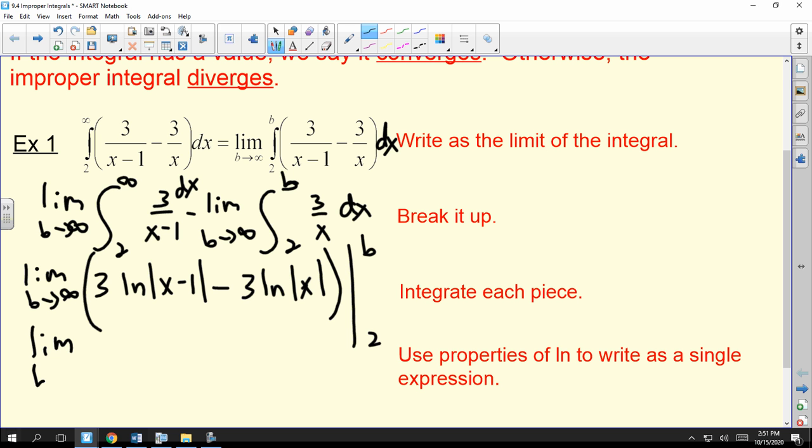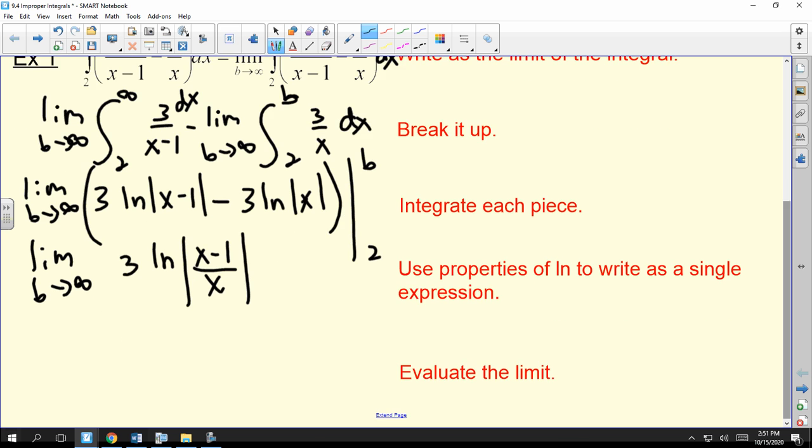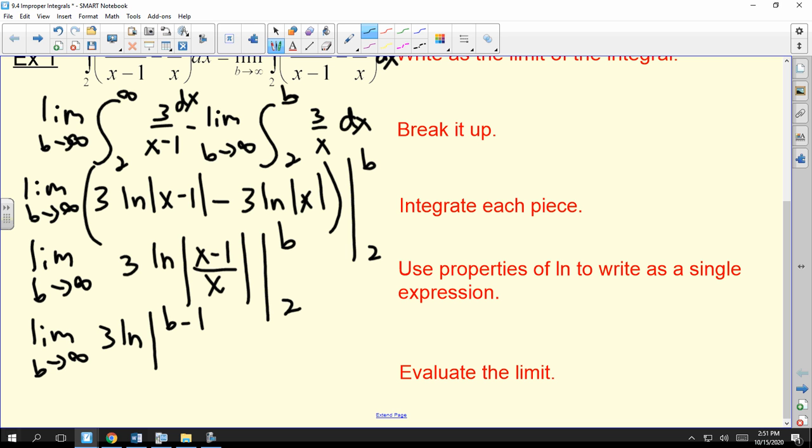So it's the limit as b approaches infinity, and you're going to do this over and over again, of 3 times ln of the absolute value of x minus 1 over x, because log of a minus log of b is log of a over b. We're going to evaluate that from 2 to b. So when I plug in b, I've got the limit as b approaches infinity of 3 ln of the absolute value of b minus 1 over b, and then minus, by the fundamental theorem of calculus, 3 ln of the absolute value of 2 minus 1 over 2.